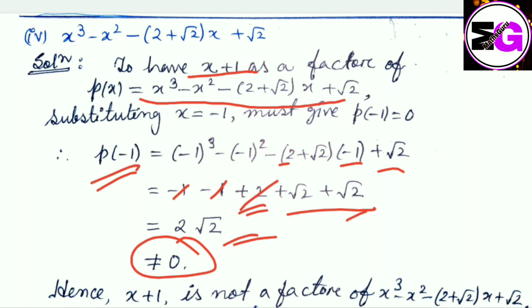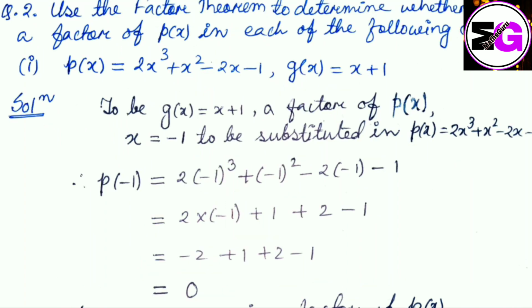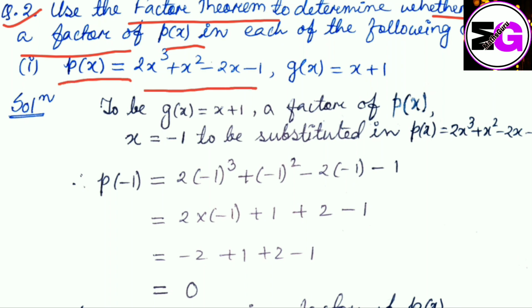Okay, so moving to the next problem. So the next problem is question number 2, use the factor theorem to determine whether g of x is a factor of p of x in each of the following cases. Number 1, p of x is equals to 2x cube plus x square minus 2x minus 1 and g of x equals to x plus 1.